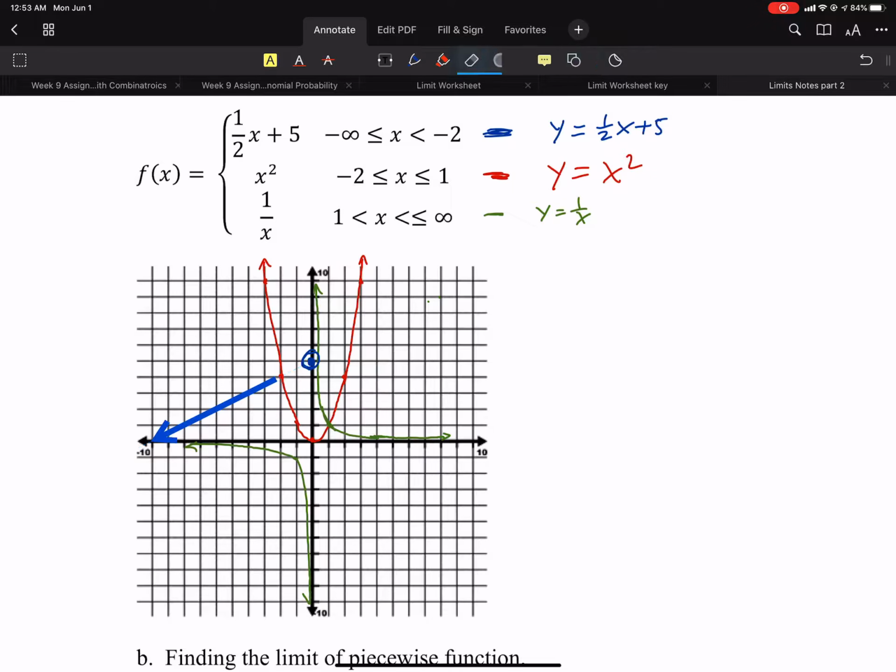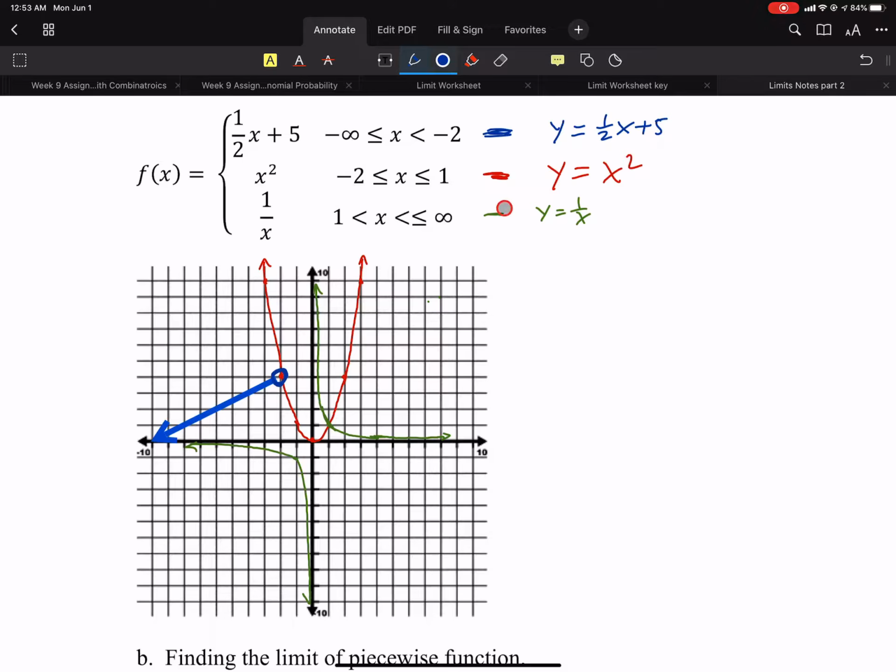Okay, there we go. So maybe this time I have it right. So that line only exists from negative infinity to negative 2. At negative 2, there's no equal sign, so you have to put a hollow open dot because that graph doesn't exist at that point. Okay, so that's what's going on with that.